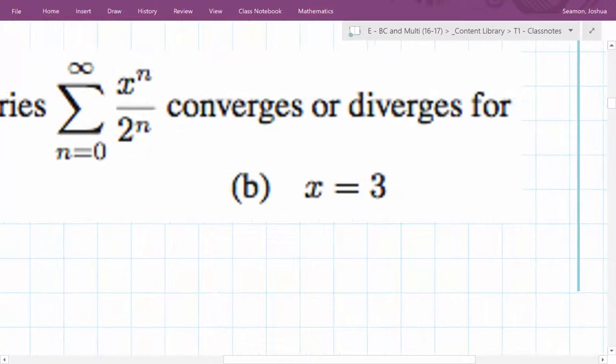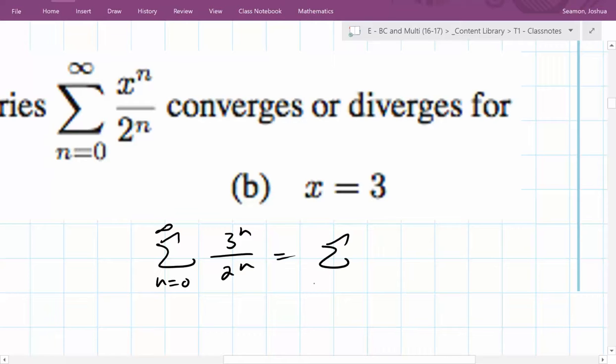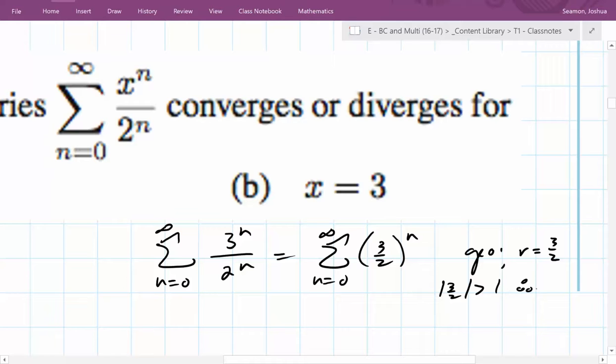What about 3? Let's plug in 3. We have the sum n equals 0 to infinity of 3 to the n over 2 to the n. What is this? The sum of 3 over 2 to the n? Yes. This is a geometric series, right? What does r equal? 3 over 2. But 3 over 2 is greater than 1, therefore it diverges.